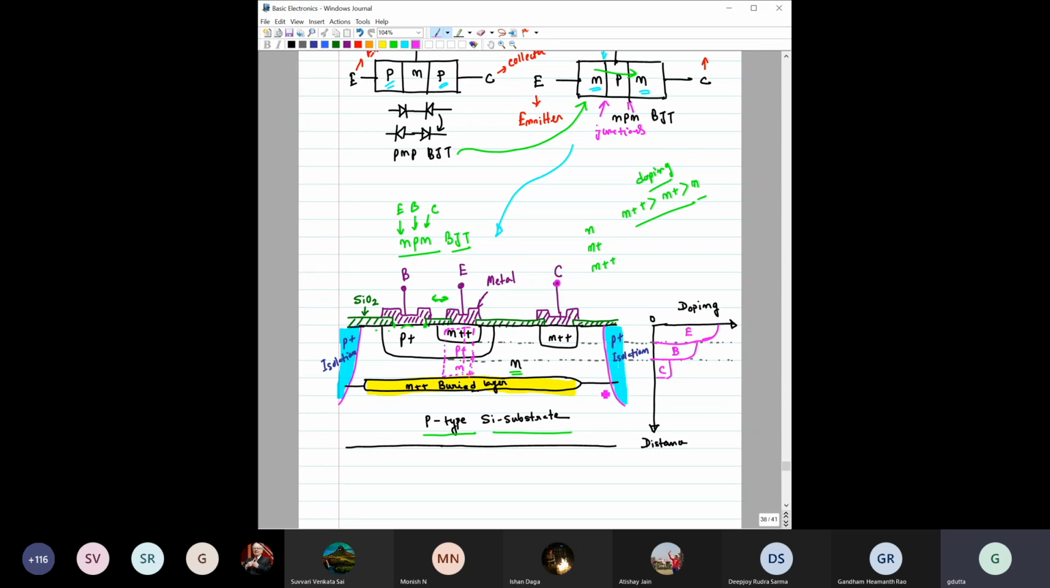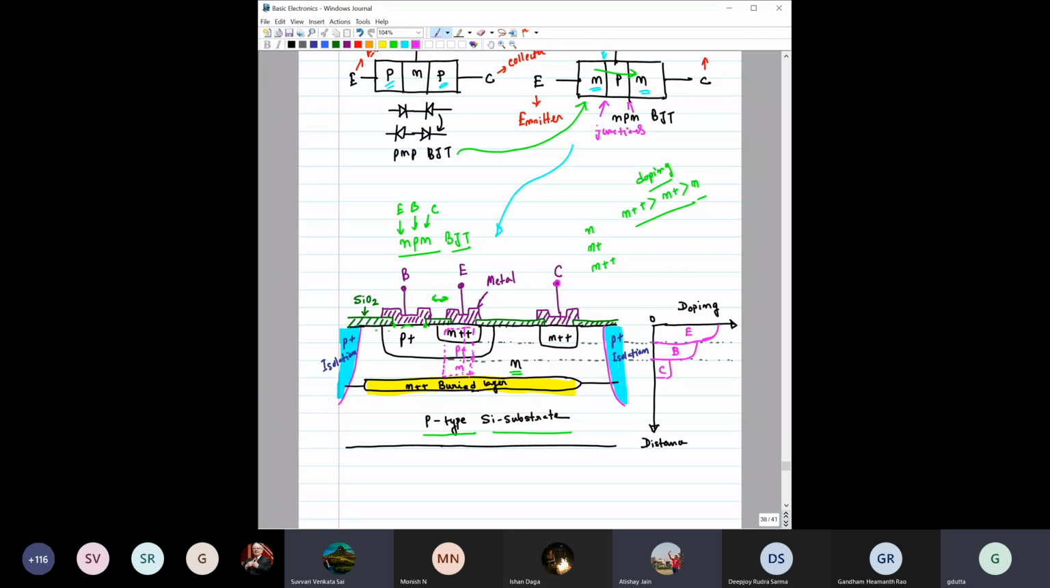This N plus plus buried layer is not participating in transistor action, but it gives some additional advantage in terms of reducing the collector resistance, not in the physical operation of this transistor. So you can see the doping concentration: emitter, base, collector. Now, it is quite clear how you differentiate the emitter and collector: the emitter is the region with the highest doping, and the collector is the region with the lowest doping, right?